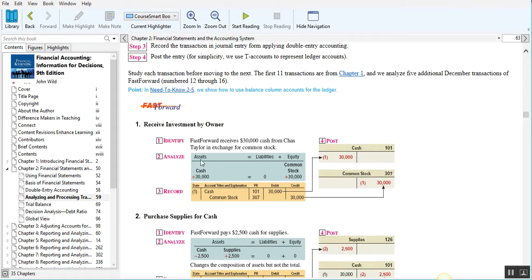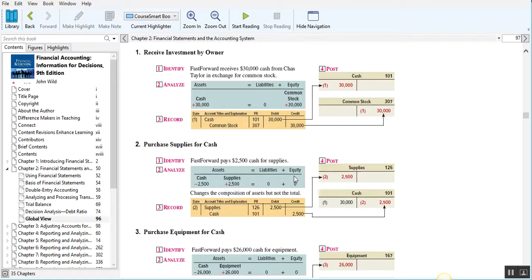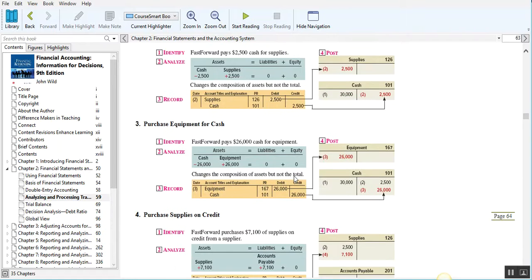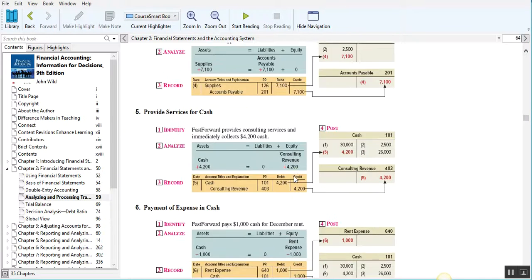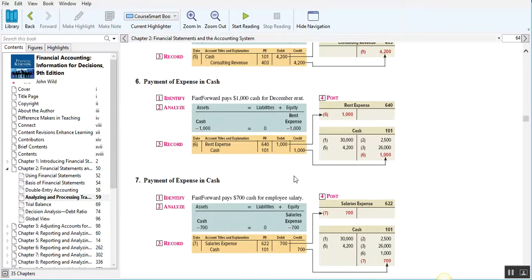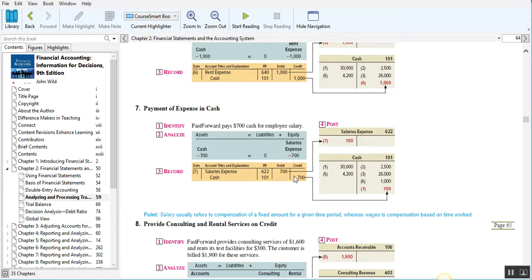So we identify, we analyze, and you see here the analysis shows an increase to cash and an increase to equity, and then we record. They go through these journal entries to show you how they're actually doing that, and then they post them into the T accounts or ledger accounts to show you exactly what they're going to do on each of these transactions.